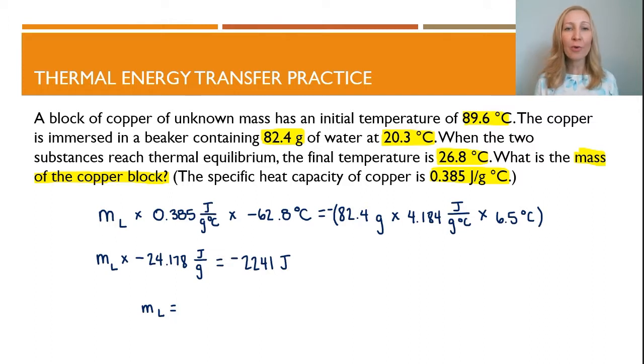And then to solve for the mass, I take negative 2,241 joules, divided by negative 24.178 joules per gram. The joules cancel out, which gives me 92.7 grams. Also, the negative signs cancel out as well. So I get 92.7 grams as the mass of the copper in this problem.